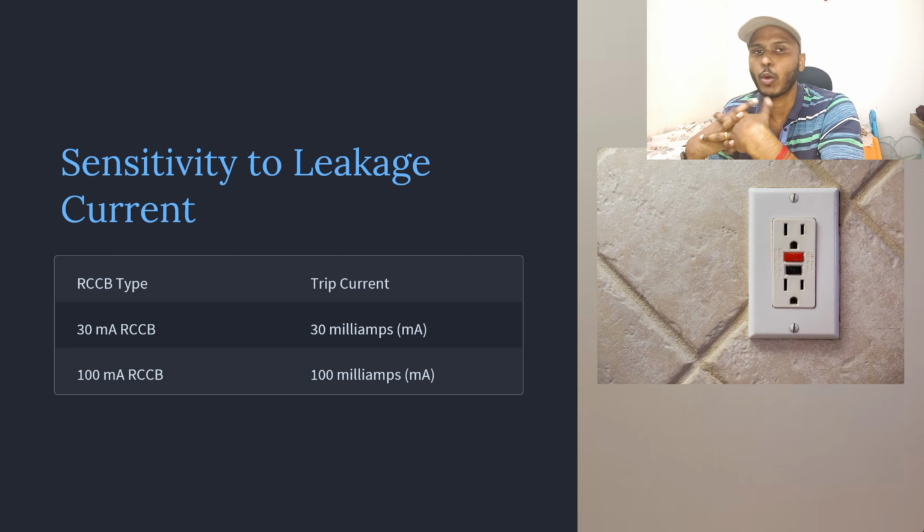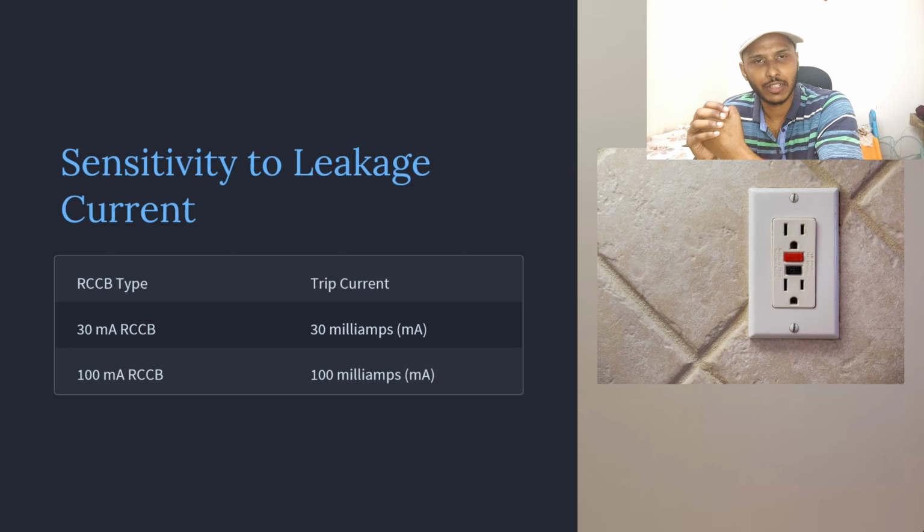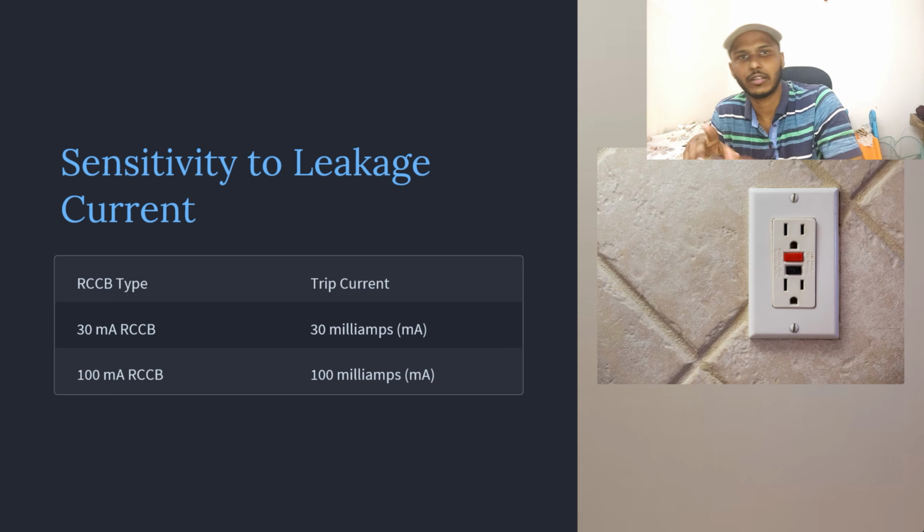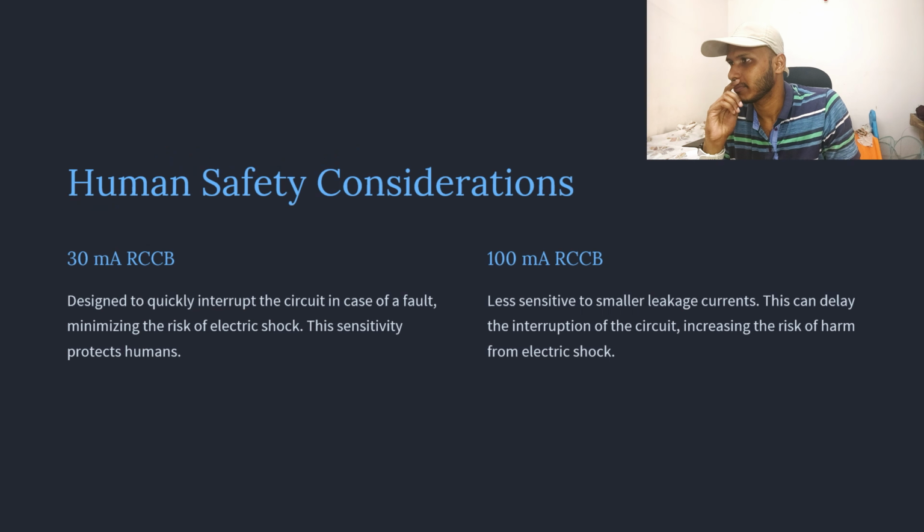So definitely from this point itself, it is clear why this is the main difference. If you want more safety, more security, more efficient protection, then definitely the 30 milliampere is the choice, and the 100 milliampere is used for some particular different purpose, which we will look into on coming slides.